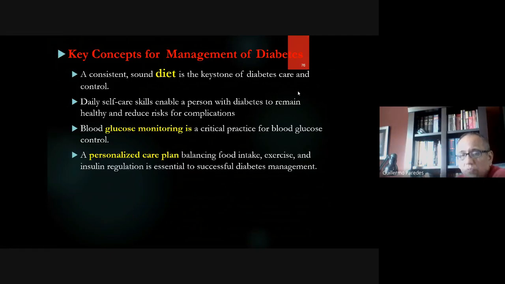Blood glucose monitoring is a critical practice for blood glucose control. Do you know how to take a glucose test already? Yes. Okay, this glucose test should be done before and after the administration of the drug, insulin, because if the patient is hypoglycemic and you give more insulin, they are going to get into a hypoglycemic coma. So be careful with that.